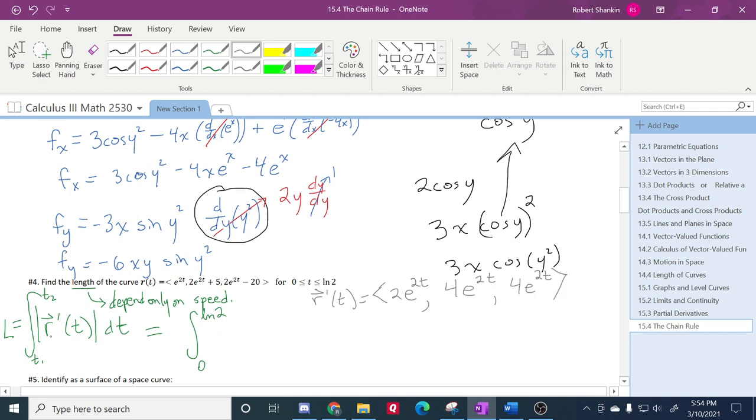Now when we take the magnitude of that, it's the square root of the sum of the squares of the components. Take each of these components, square them.